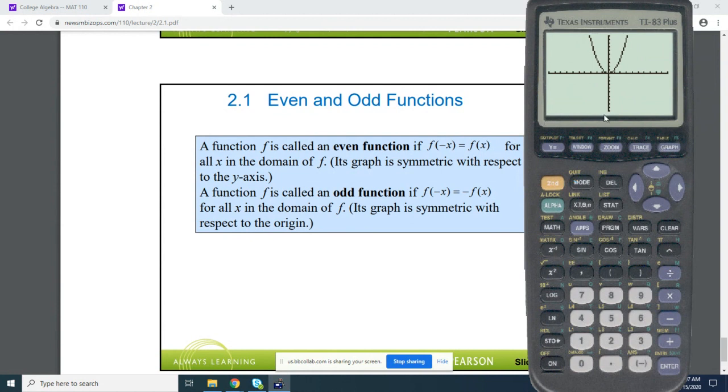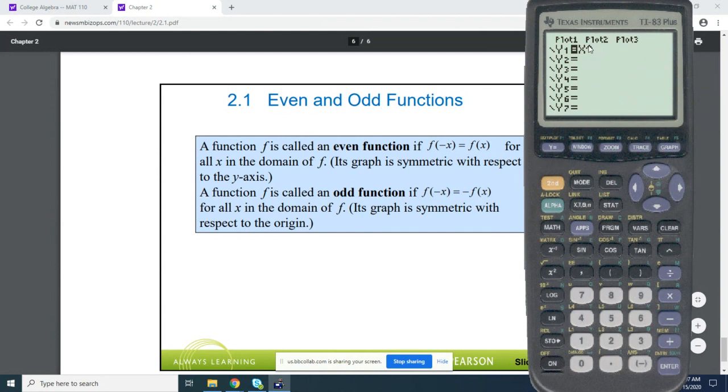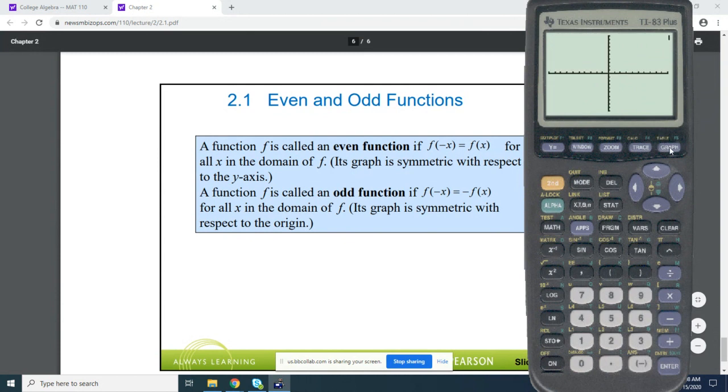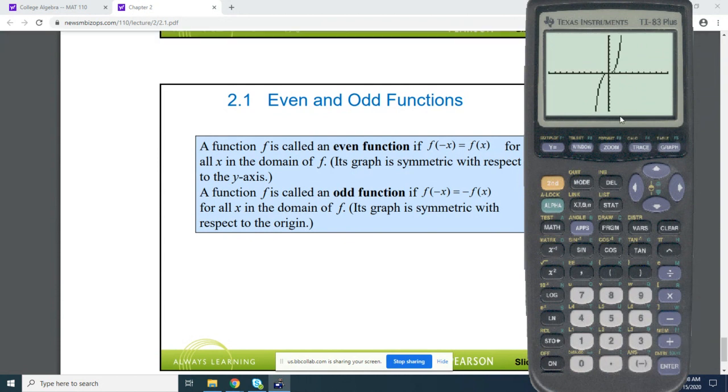Next, we'll graph a cubic equation. So I'm going to go back to y equals. Notice I don't have a quick cube key. In order to enter our exponents, I'm going to use this caret. So this is x raised to the third power. Okay, I'm going to graph, and it produces the S-shaped graph.